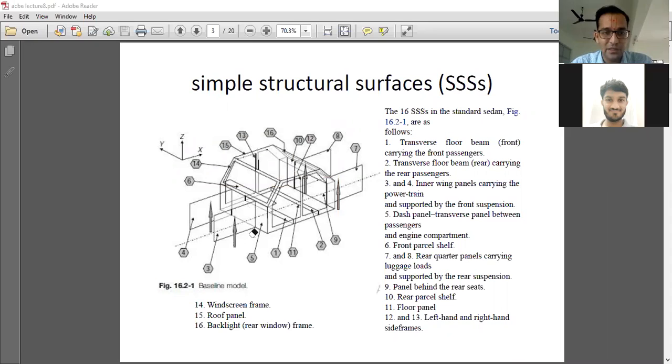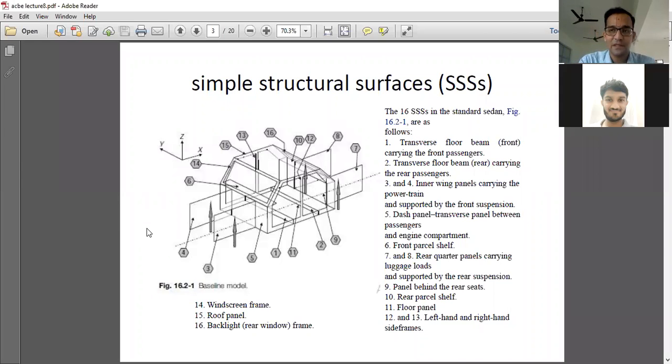Then you have the windscreen frame at the front. This is the windscreen frame. If possible, have a clear view of it. The front observation region is the windscreen plane. Then the roof panel. At the top you will find the roof panel, and the backlight frame would be available at the rear end. So these are the surfaces that we need to construct and observe during our manufacturing or designing of any component.